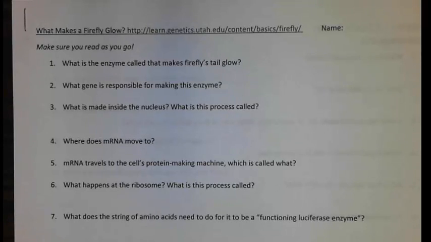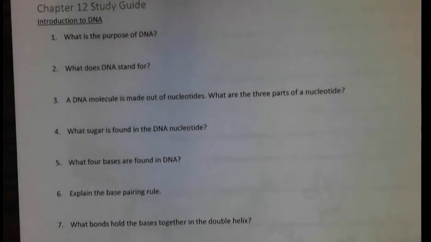Study guide. First page for what makes a firefly glow. That is more of a practice to see why protein synthesis matters. So we will talk about that during class, but for this video, we're going to go to the next page to focus on the actual study guide. Okay? And what day is your test?